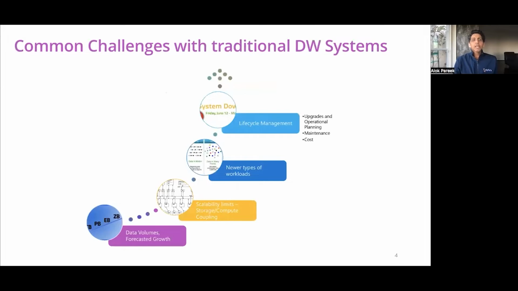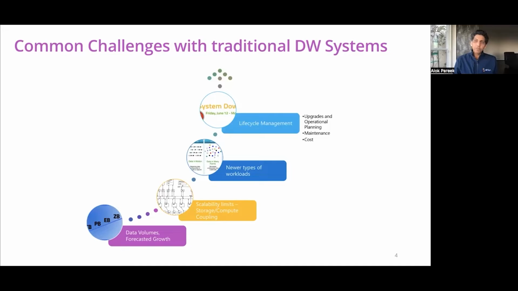So first, I want to touch on a few common challenges with traditional data warehousing systems. We've all seen the evolution of data warehousing systems with their popularity with shared-nothing architectures for massive parallelism, etc. So what were the problems? Some of the challenges were around data volumes.